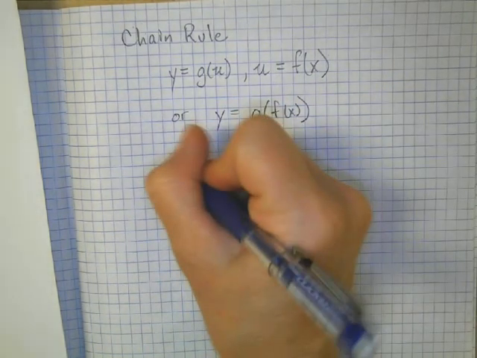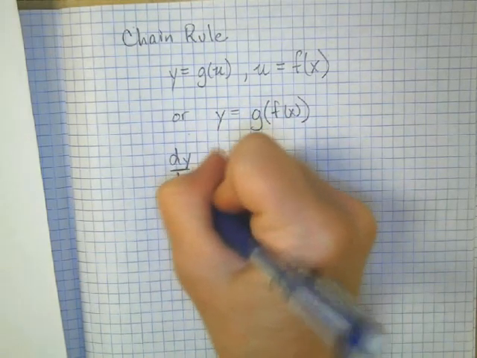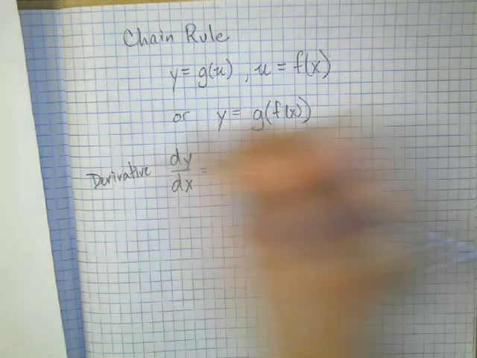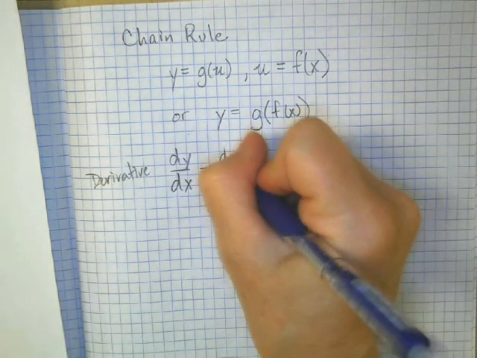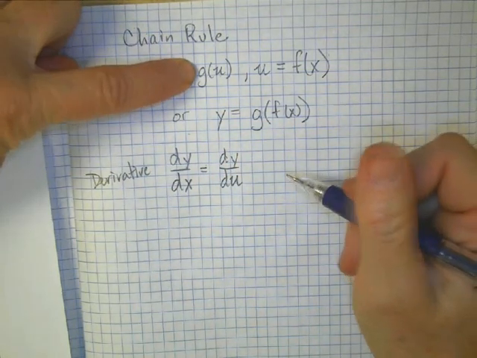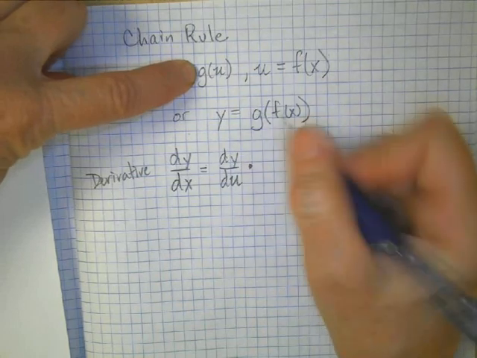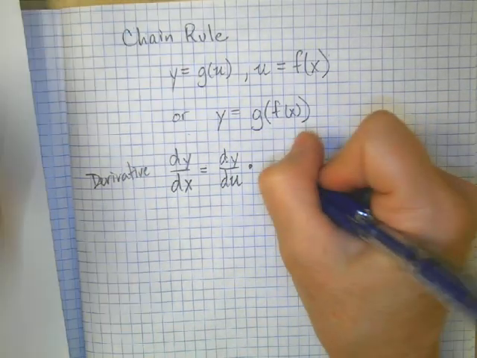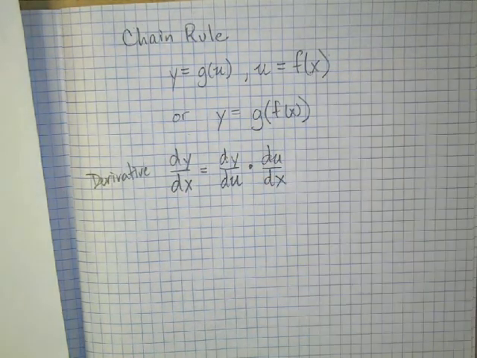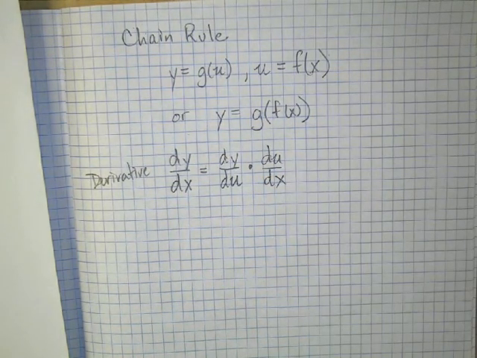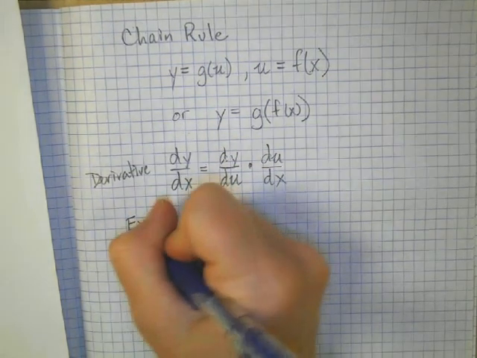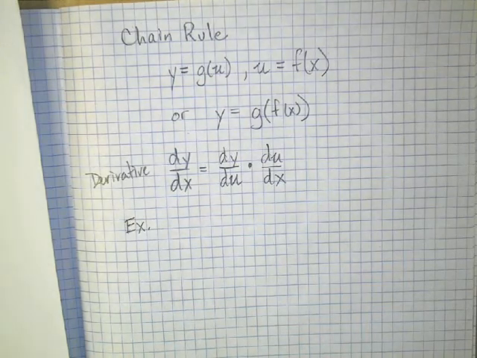dy dx, the derivative, here's the derivative, is equal to dy du. So that would be the derivative of this function times du dx which would be the derivative of this function. You just multiply them together. So I think it's easiest to do this with an example. These formulas I don't think are very self-explanatory, so let's do it with an example.